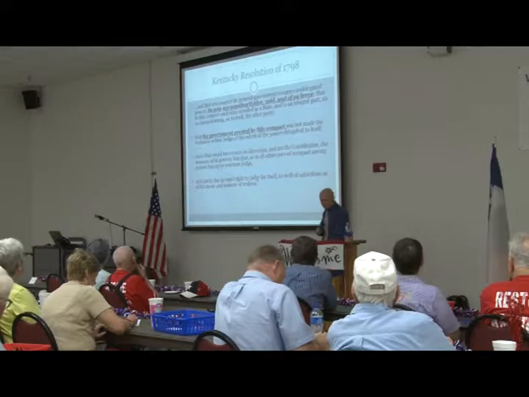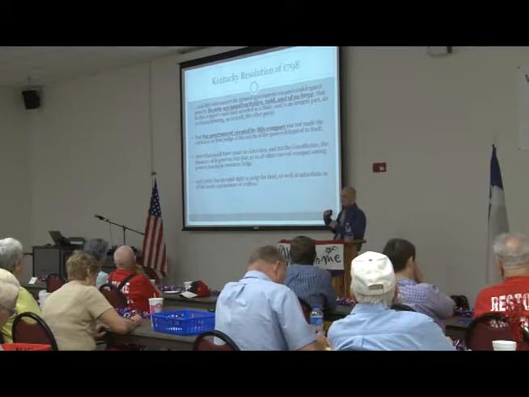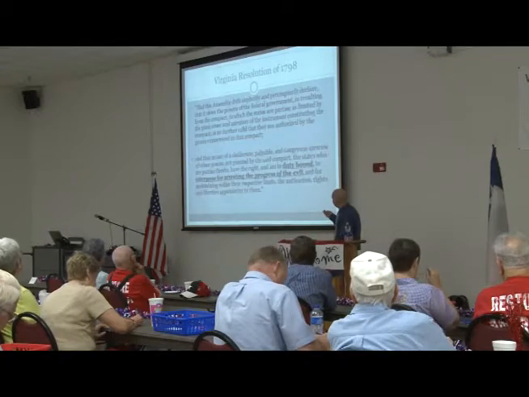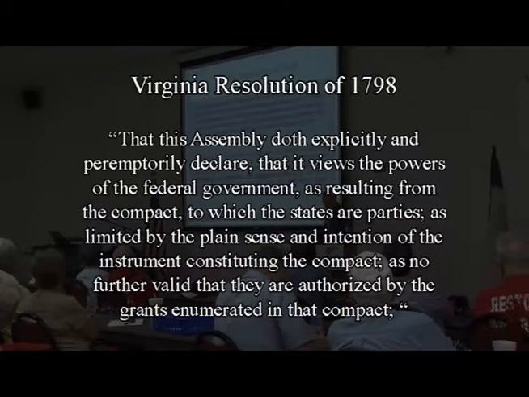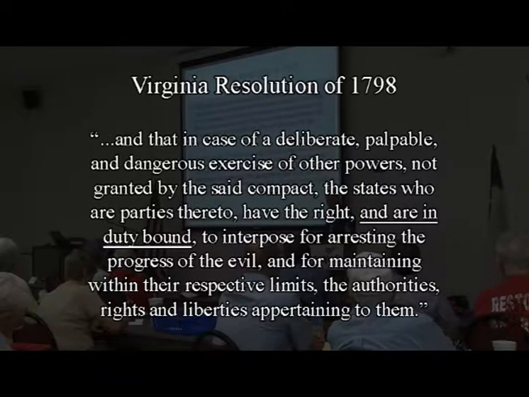And then the Virginia resolutions, written by Madison, used the word interposition. States would interpose between the federal government and the people, like a protection. And it says that this assembly doth explicitly and peremptorily declare that it views the powers of the federal government as resulting from the compact, to which the states are parties, as limited by the plain sense and intention of the instrument constituting the compact, as no further valid than they are authorized by the grants enumerated in that compact, and that in case of a deliberate, palpable, and dangerous exercise of other powers not granted by the said compact, the states who are parties thereto have the right and are duty bound to interpose for arresting the progress of the evil, and for maintaining within their respective limits the authorities, rights, and liberties appertaining to them.